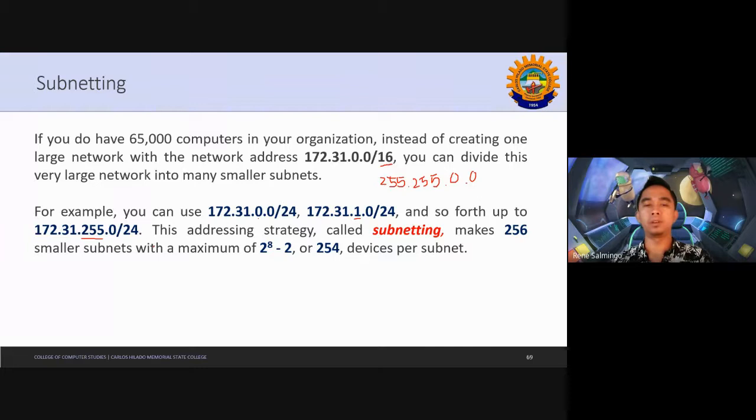And by the way, you could only use 254 hosts, because one ID is used for your subnet number, and the other for your broadcast address. Later we'll have some calculations regarding this.